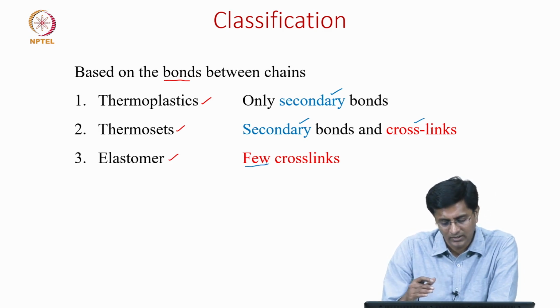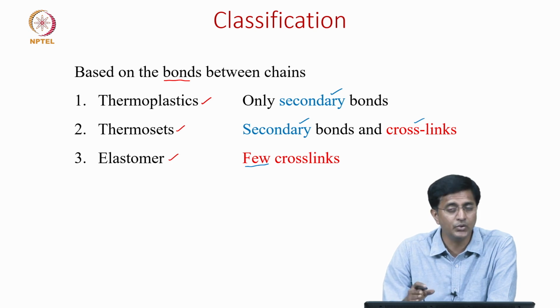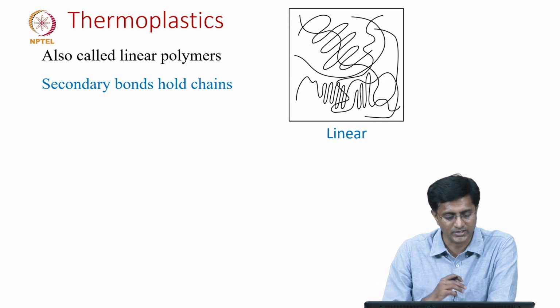We will see that the differences in these bonds do affect their mechanical properties, and with examples we will see how it affects the mechanical properties. So, we will start with thermoplastics.